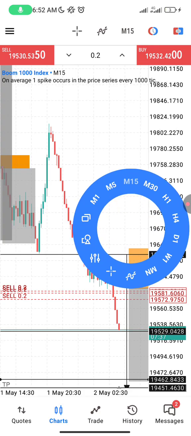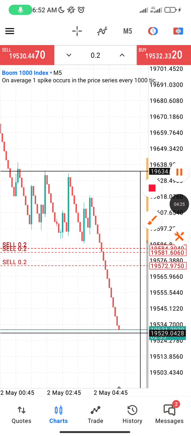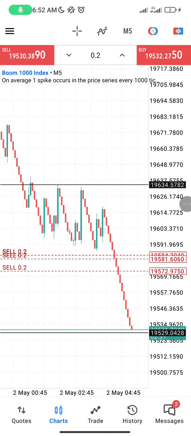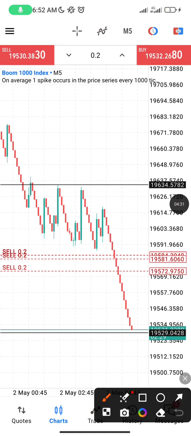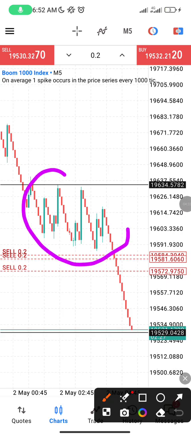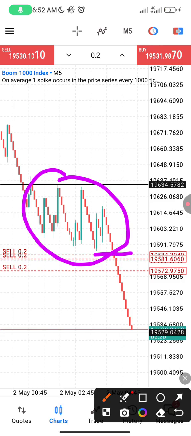I entered on M5 because that was when I entered. So on this M5, at this 5 minutes time frame, you see all this build up happening right here. So when price closed below the candlestick here, bearish.